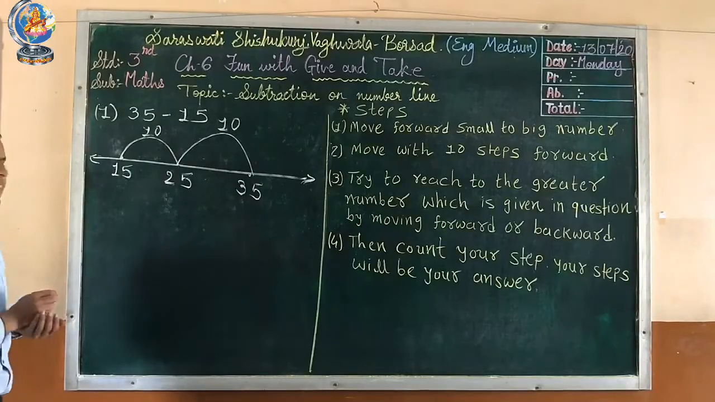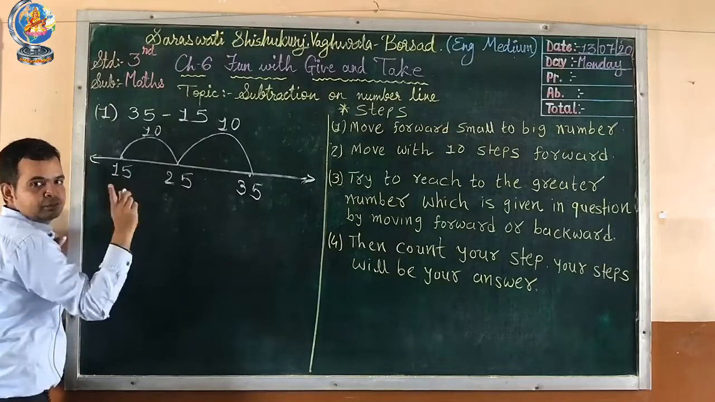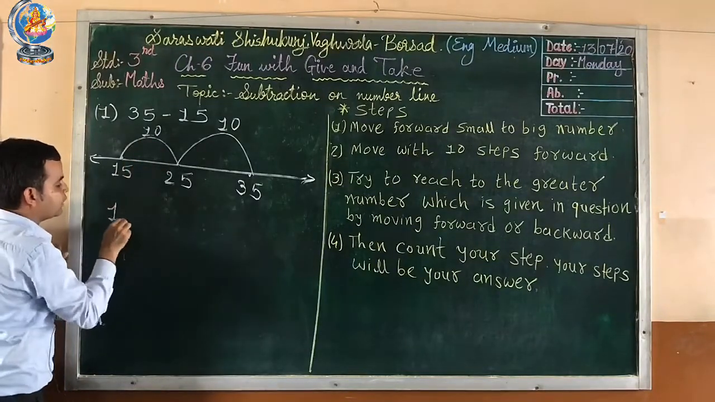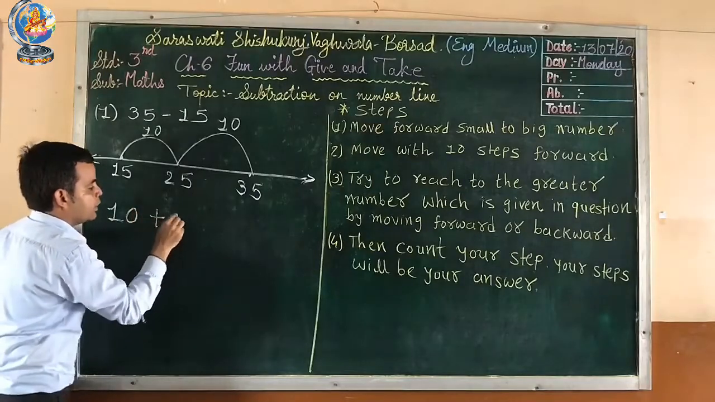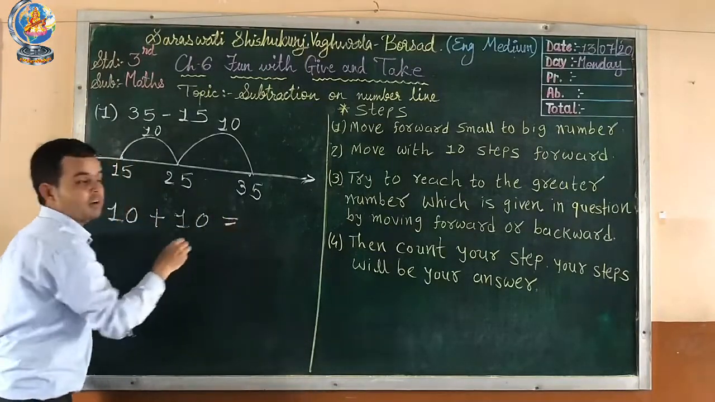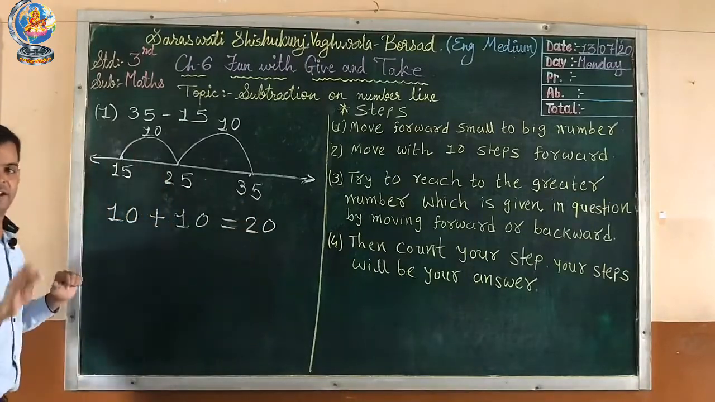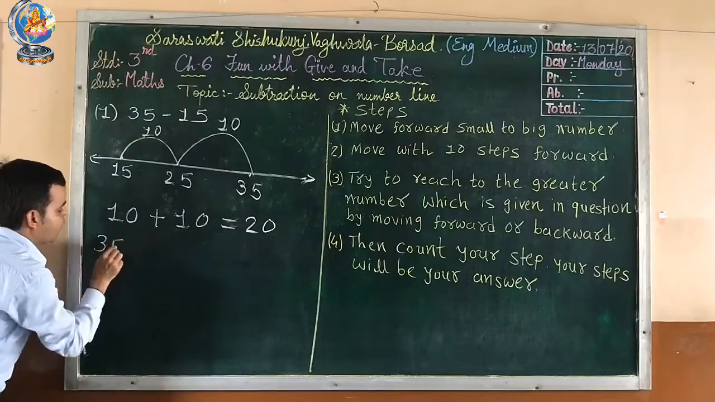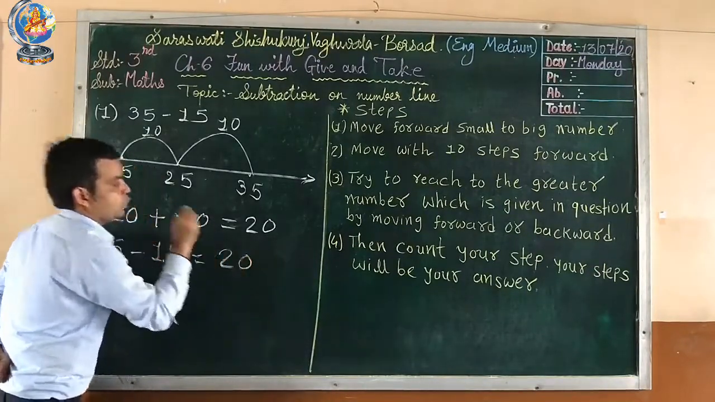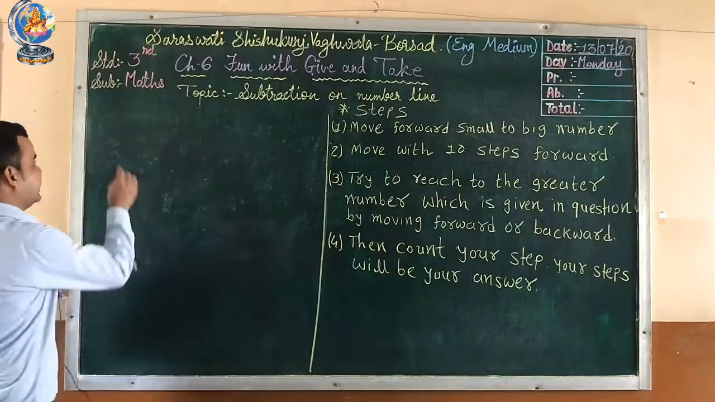So how can we write the answer here? How many times did we jump? 2 times. And how many steps in each jump? 10 steps. So we can write 10 plus 10. What is the answer? 20. So we can write 35 minus 15 is equal to 20. Understood about this sum?